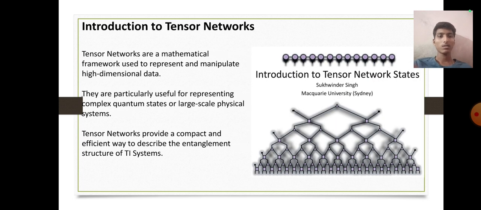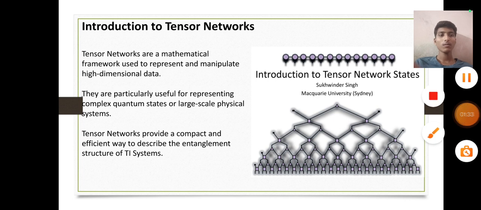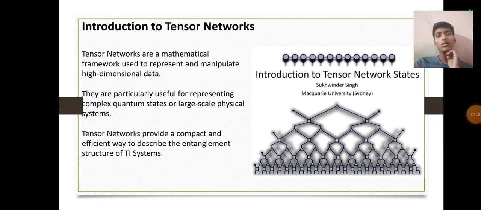Introduction to tensor networks. Tensor networks are a mathematical framework used to represent and manipulate high-dimensional data. They are particularly useful for representing complex quantum states or large-scale physical systems. Tensor networks provide a compact and efficient way to describe the entanglement structure of LTI systems.